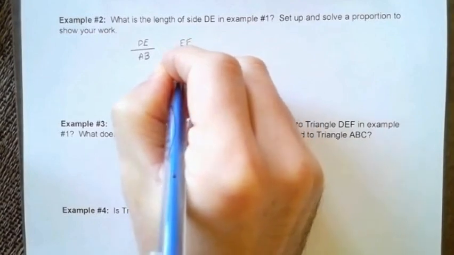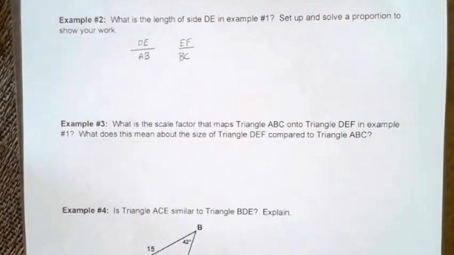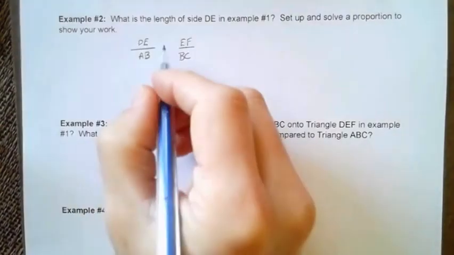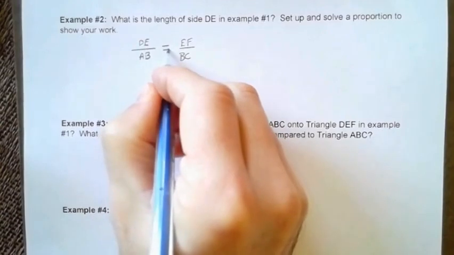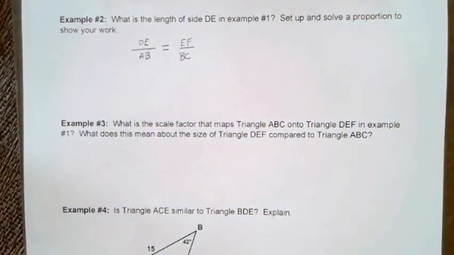Since the two triangles are similar, and I knew that because two angles of triangle ABC were congruent to two angles of triangle DEF, I know that the side lengths have to be proportional, meaning that these ratios must be equal to each other.